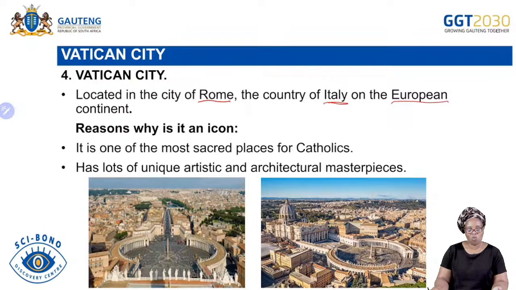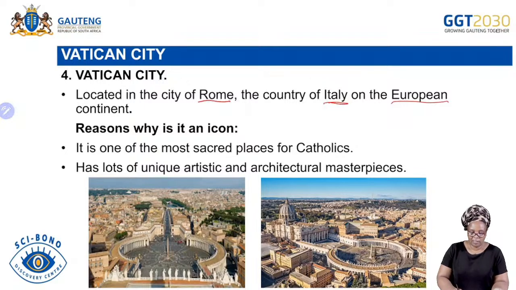Let's look at the reasons why it is an icon. The Vatican City is one of the icons because it is regarded as a sacred place for the Catholics. That's why it is regarded as an icon. And moreover, it has lots and lots of unique artistic and architectural masterpieces.